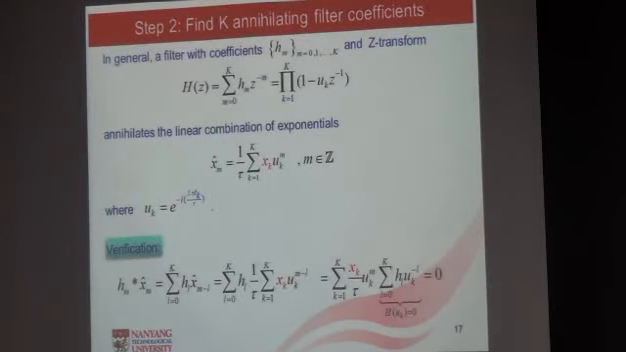Okay, so we can actually verify this. We can actually generalize this. We say that a filter with coefficients h_m, whose z-transform is given by the following, which can be expressed as the product of its zeros, as the product of 1 minus u_k z to the minus 1, can annihilate the linear combination of exponentials given by this expression here.